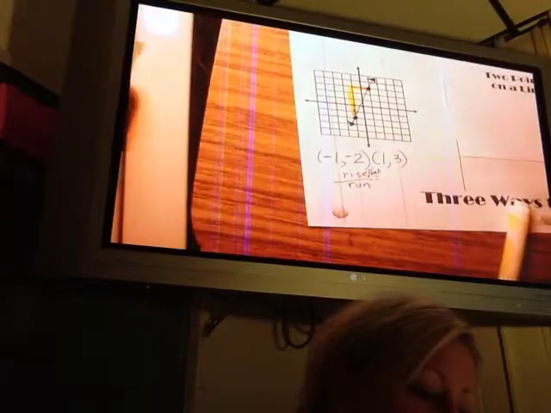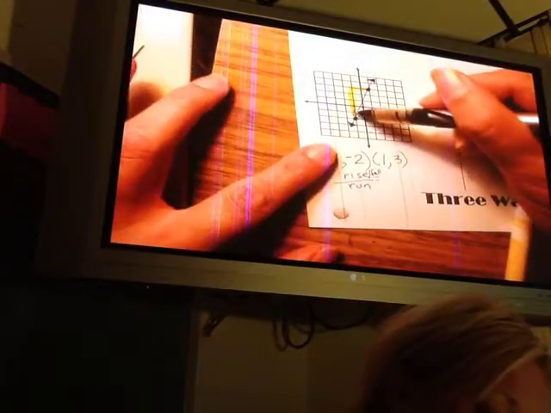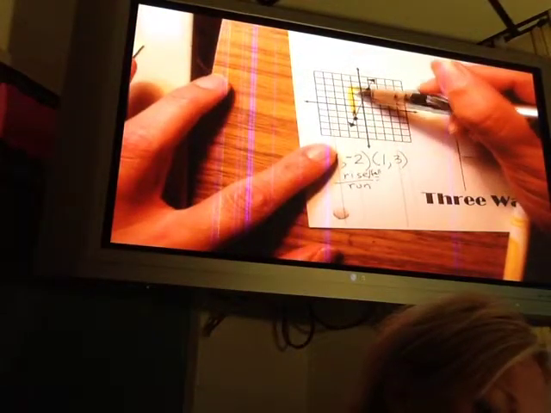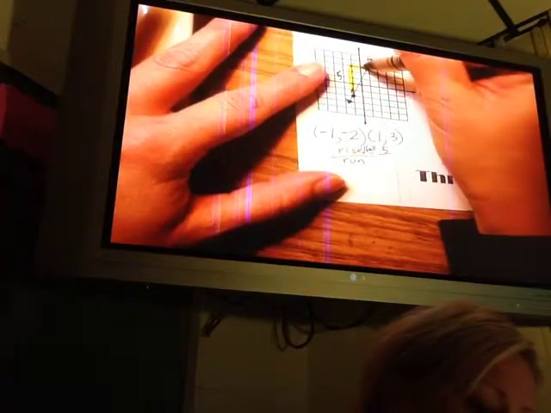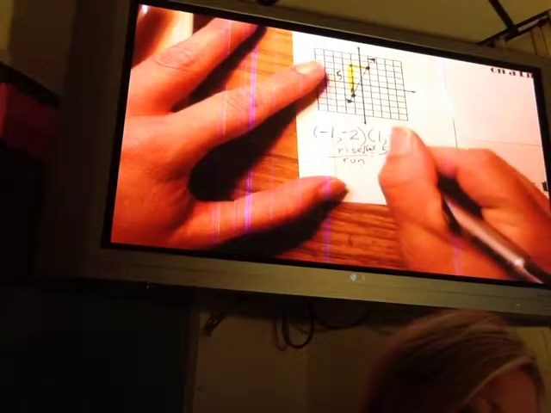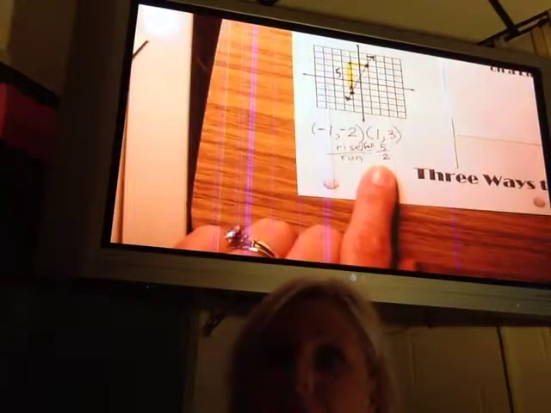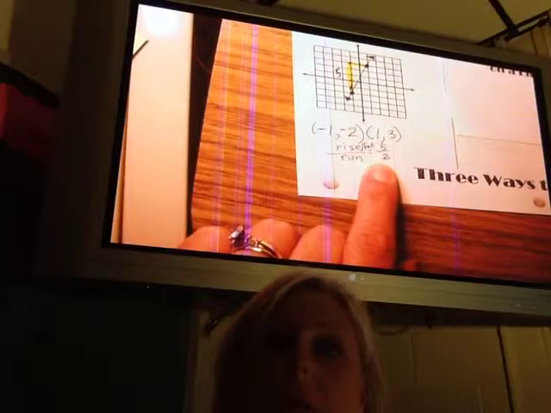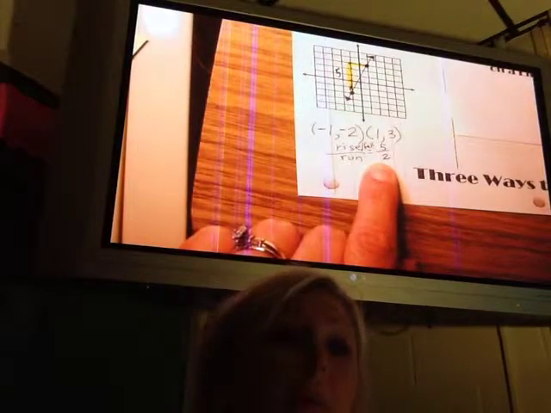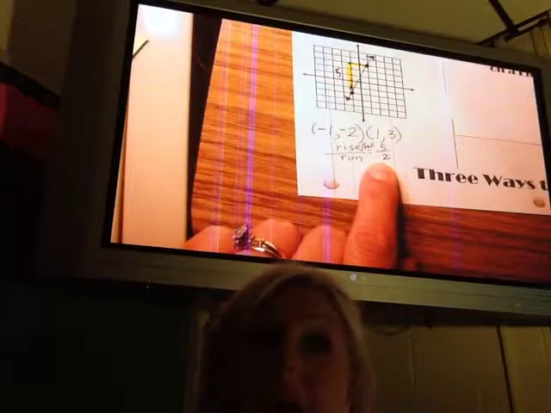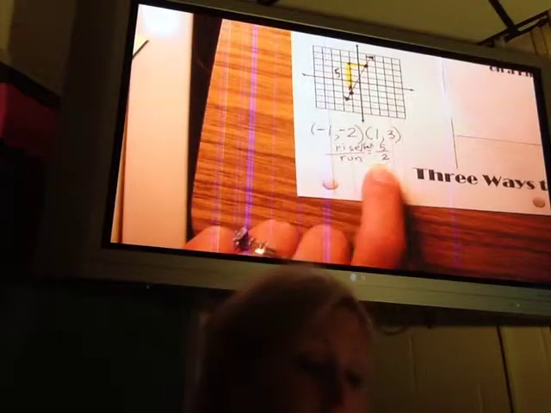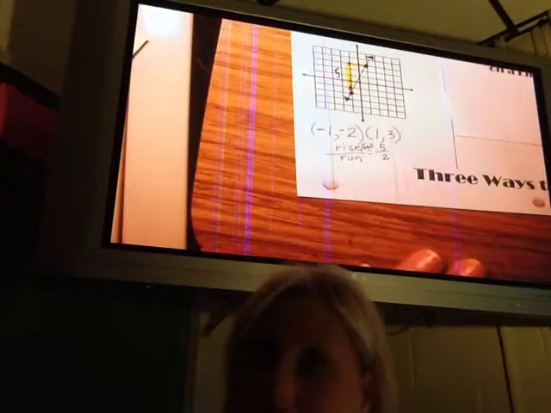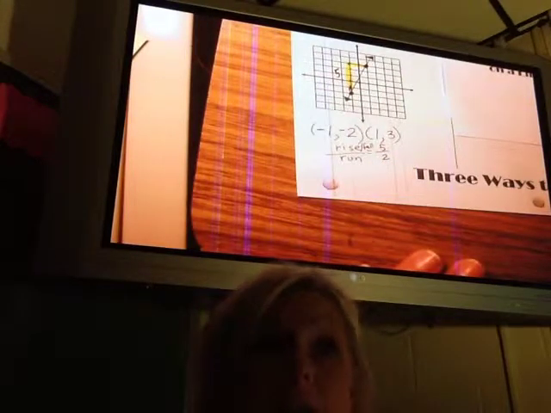How many blocks does he rise up from this point? 5. 1, 2, 3, 4, 5. He rose up 5, so that's your rise. And he had to run over 1, 2. So the slope is 5 over 2. Will that reduce? It's written as a fraction. Is there a number that will go into 2 that also goes into 5? No, there are no numbers that would divide both of those evenly, so leave it as a fraction. Slope is a fraction, okay?